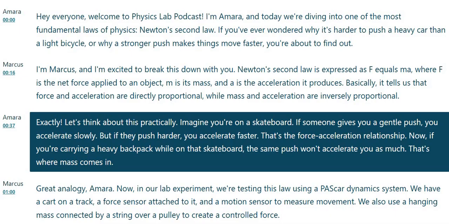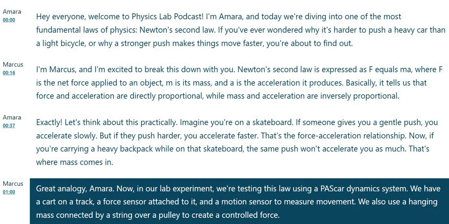Exactly. Let's think about this practically. Imagine you're on a skateboard. If someone gives you a gentle push, you accelerate slowly. But if they push harder, you accelerate faster. That's the force-acceleration relationship. Now, if you're carrying a heavy backpack while on that skateboard, the same push won't accelerate you as much. That's where mass comes in.